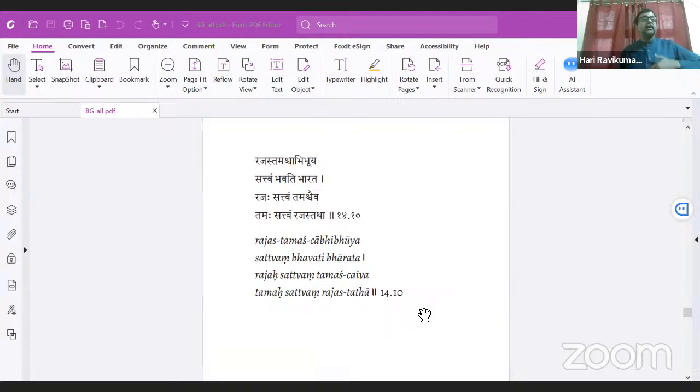So sattva predominates over rajas and tamas. Rajah sattvam cha abhibhuya tamah eva bhavati. So rajas predominates over sattva and tamas. Tatha tamah sattvam abhibhuya rajaha. So tamas predominates over sattva and rajas. So at any point of time, one is the dominant guna.